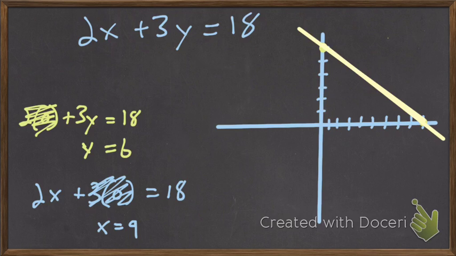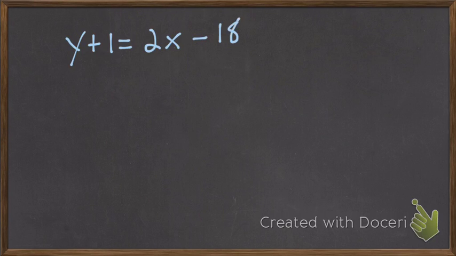All right, so now that we know these different forms, it's important to understand these different forms and when to use them, but we also need to be able to convert between the two. Okay? So, let's say you had a point-slope form of y plus 1 equals 2x minus 18. So this is from the point-slope formula.